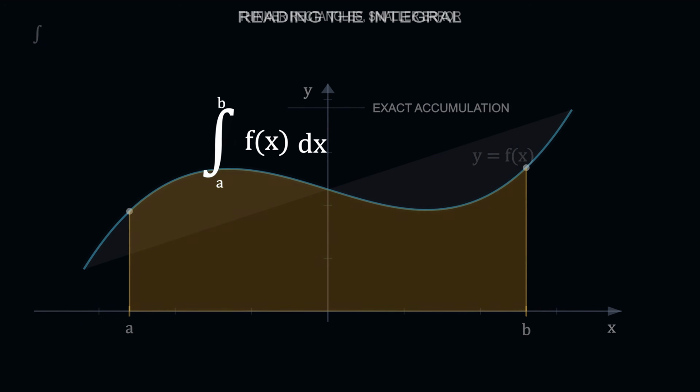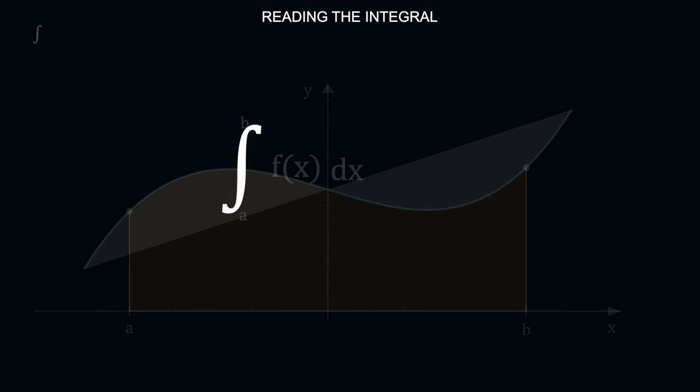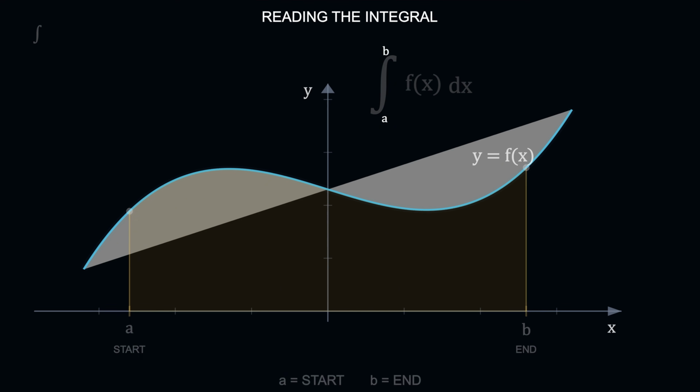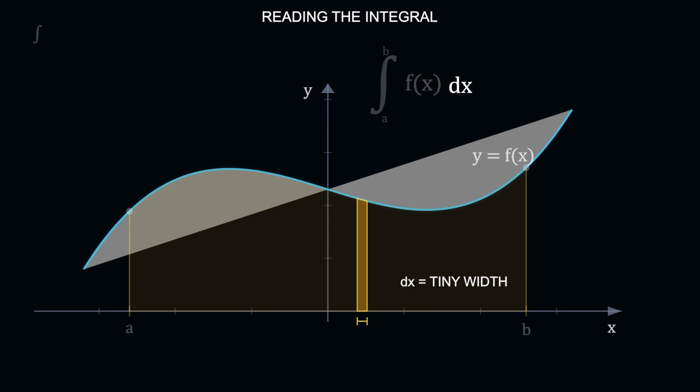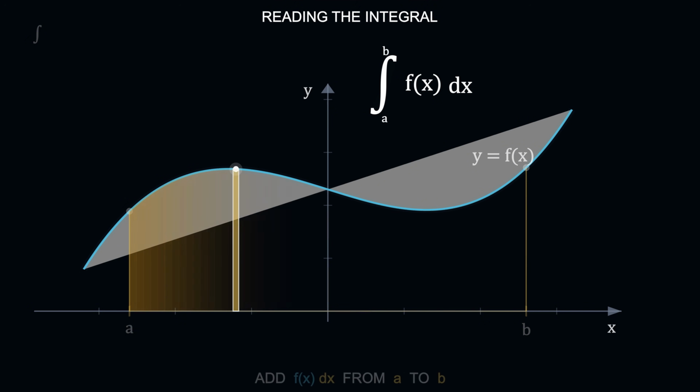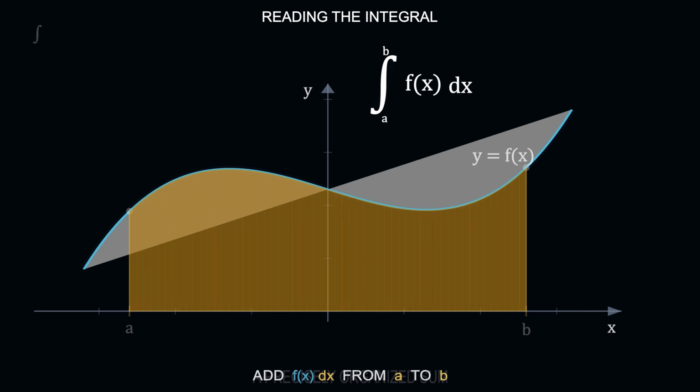Every part of the integral notation describes this construction. The integral symbol is an elongated letter S, reminding us that integration is a form of summation. The lower and upper bounds, a and b, tell us where the accumulation begins and where it ends. The function, f of x, gives the height of each thin strip. And dx represents an infinitesimally small change in x, the width of that strip. So f of x multiplied by dx can be interpreted as one tiny contribution to the area. The integral collects all of these contributions as x moves from a to b.